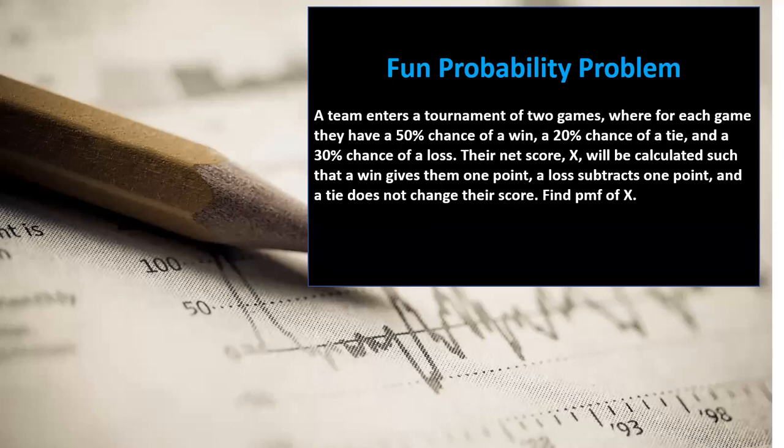And today we're going to solve a problem: how to find the PMF of a discrete random variable. Okay, so this problem says a team enters a tournament of 2 games, where for each game they have a 50% chance of winning a game, 20% chance of tie, and a 30% chance of losing a game. So their net score X will be calculated such that if they win a game, they will get 1 point. They lose a game, they're going to subtract 1 point. And a tie will not change their score. So let's try to find the PMF of X here.